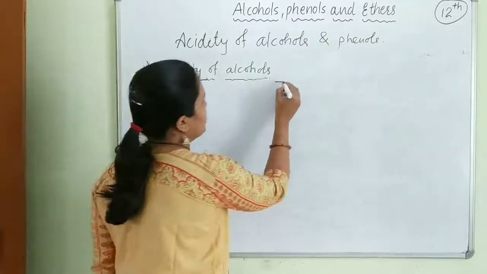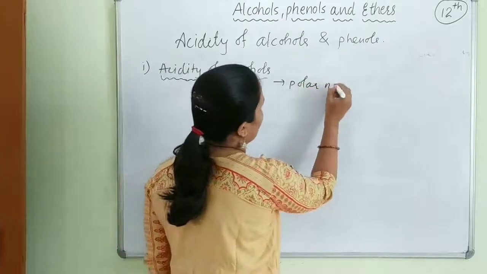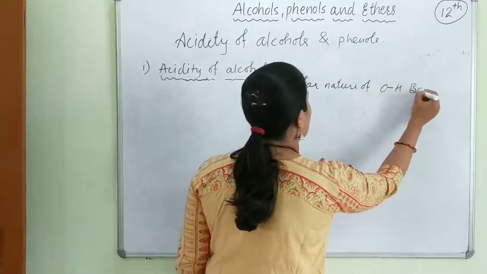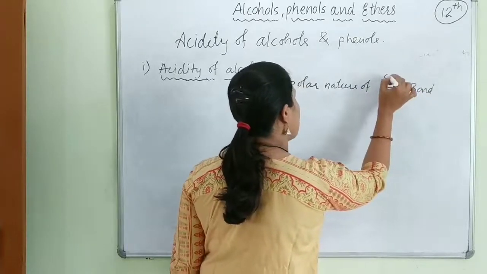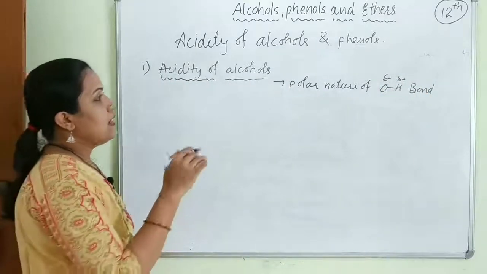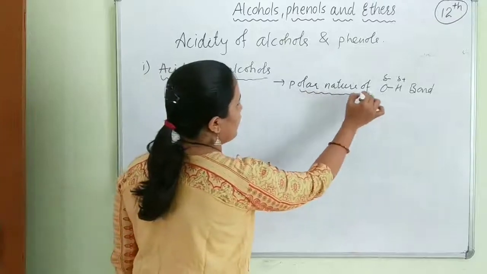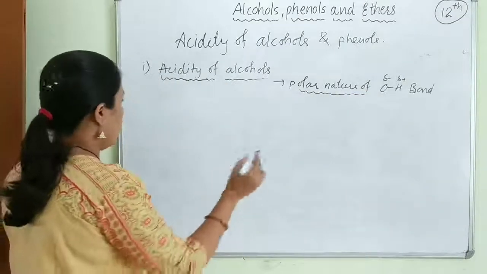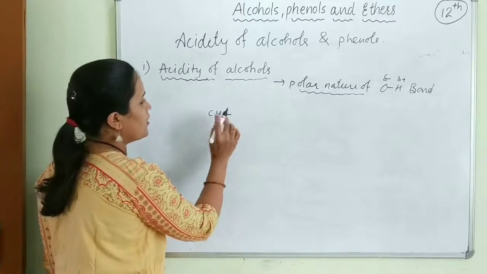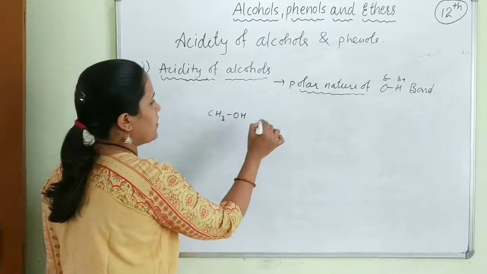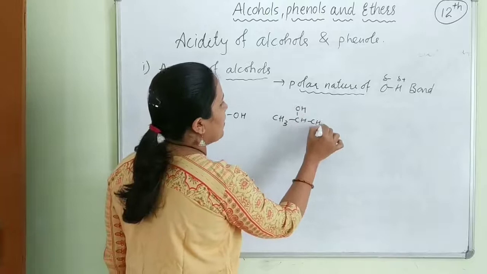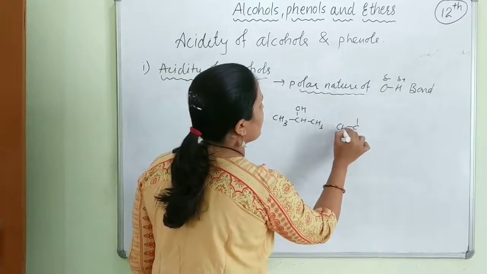Alcohol acidity depends upon the polar nature of the OH bond. The OH bond is polar because oxygen will acquire a partial negative charge and hydrogen will acquire a partial positive charge. Now let's see how it depends upon the polar nature of the OH bond. Let's take some examples of primary alcohol, secondary alcohol and tertiary alcohol.